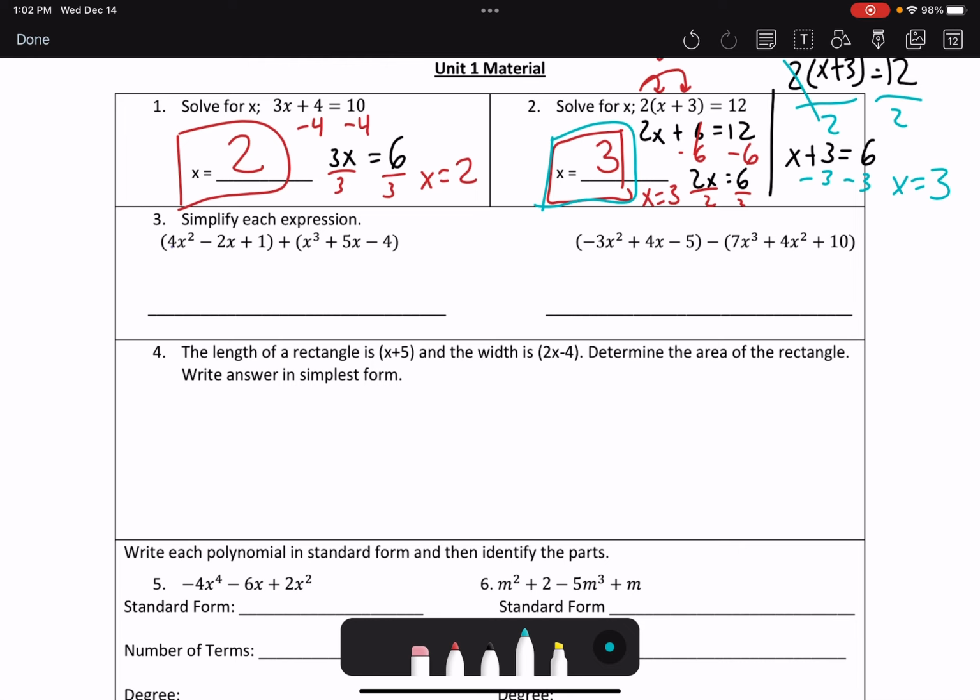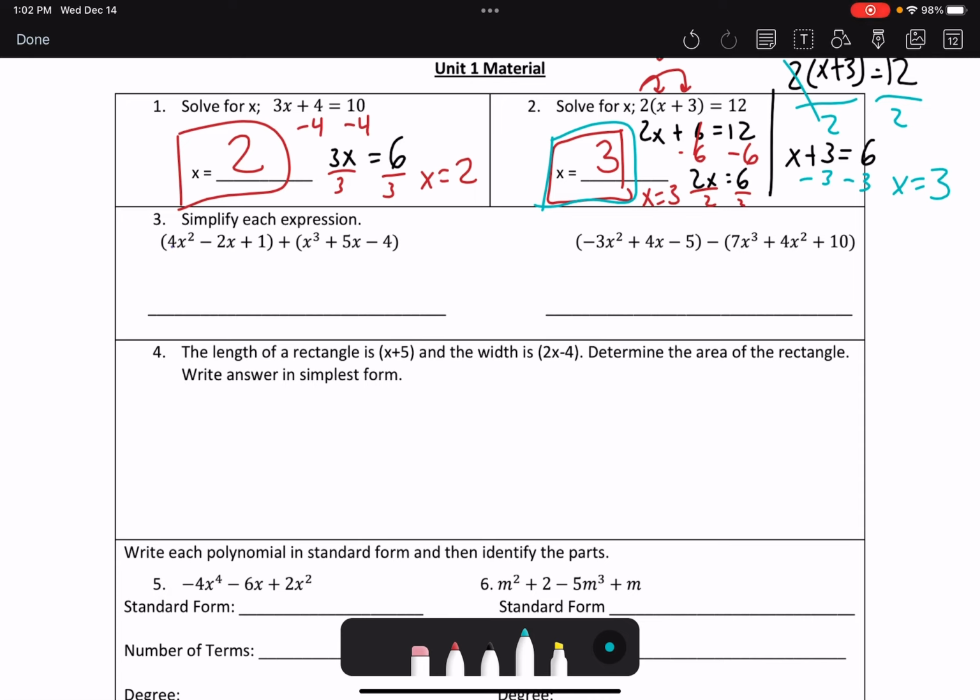Now, for problem 3, we're going to be combining polynomial expressions using different operations. The first one should be the simplest, and that's combining these using addition. So I've got 4x squared minus 2x plus 1, plus x cubed plus 5x minus 4. Our goal here is to not only combine like terms, but to make sure that we write our simplified expression in standard form, being the greatest exponential value to the least exponential value.